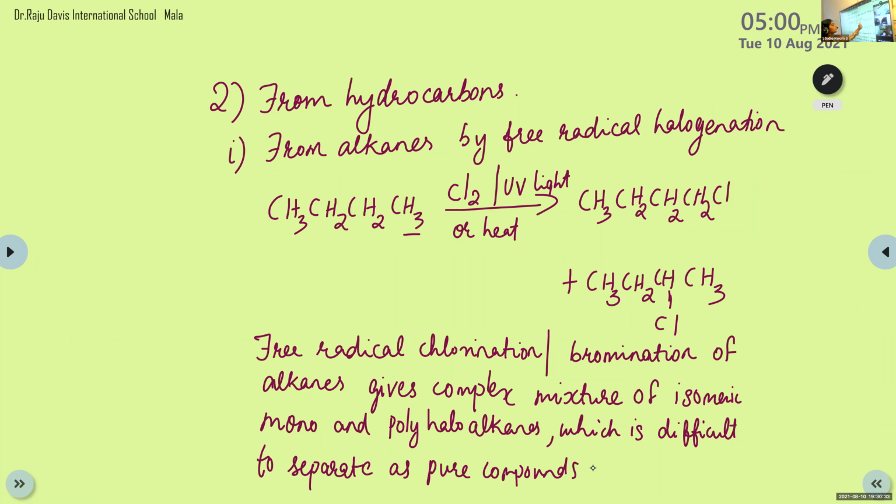And I told you one product is major and the other is minor. The compound in larger quantity is considered major, and the other one is minor. It gives a complex mixture of isomeric mono and polyhaloalkanes.